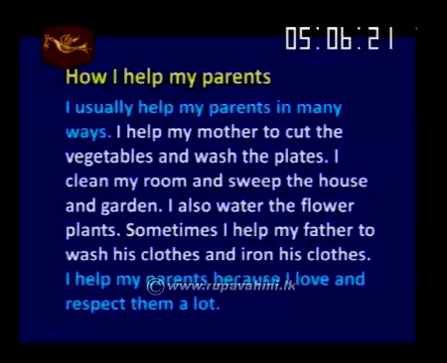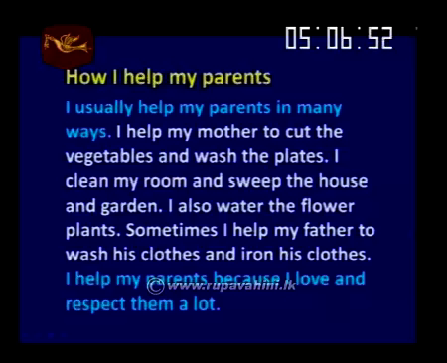So, how I help my parents? I usually help my parents in many ways. I help my mother to cut the vegetables and wash the plates. I clean my room and sweep the house and garden. I also water the flower plants. Sometimes I help my father to wash his clothes and iron his clothes. I help my parents because I love and respect them a lot.